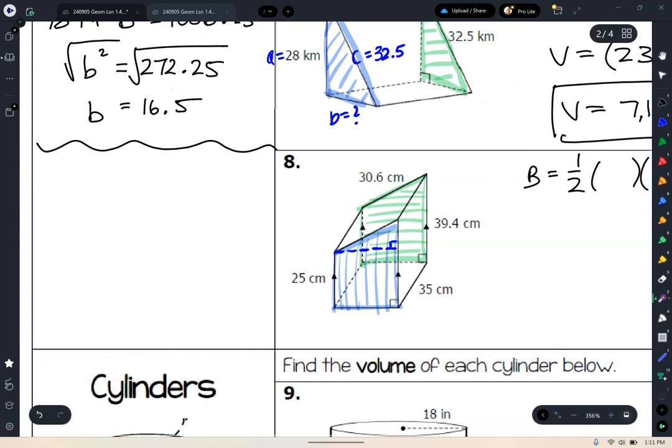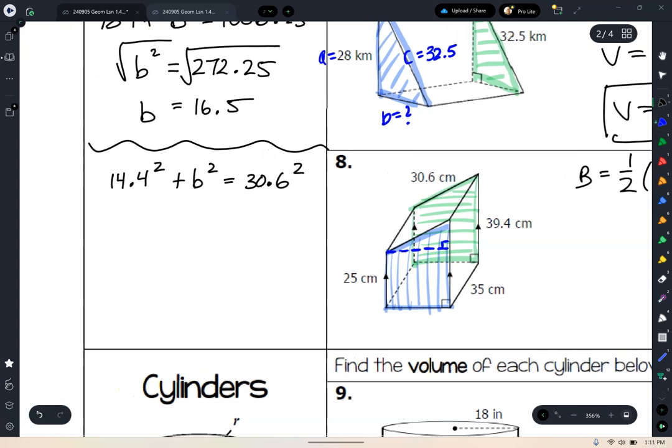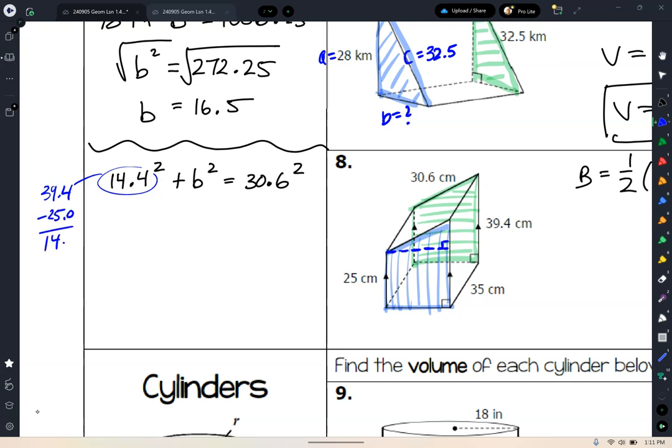Wait a minute. Let me write that down. Hold on. Say that again, Ruben. What'd you say? 14.4 squared. Hold on, listen. 14.4 squared plus B squared equals 30.6 squared. Yeah. And where's that 14.4 come from? 39.4 minus 25. This right here comes from 39.4 minus 25. Yeah. Is that right?